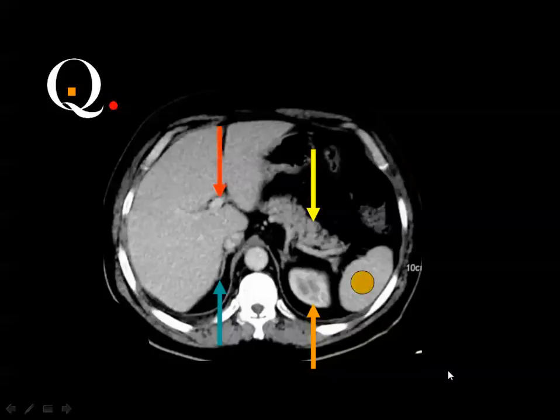Then this is the spleen, and this is the posterior segment of the right hepatic lobe. And if you want to know the segment number, this is segment number 6, because this is the pancreatic tail, and here is segment number 3, number 4, number 5, and this is number 6. Then this is the lateral segment of the left lobe, or segment number 3.